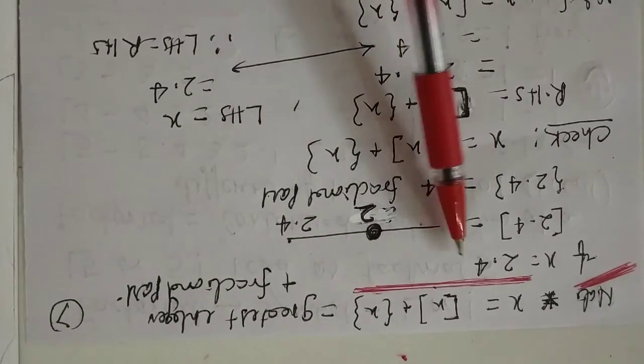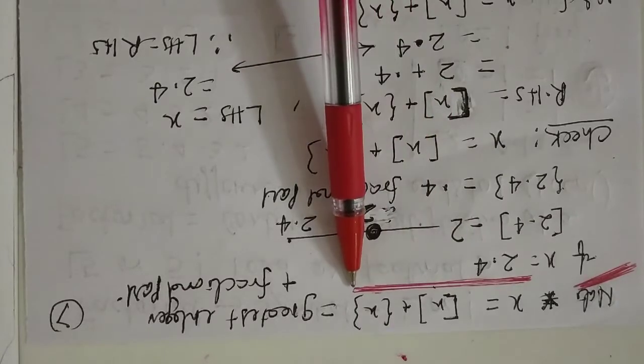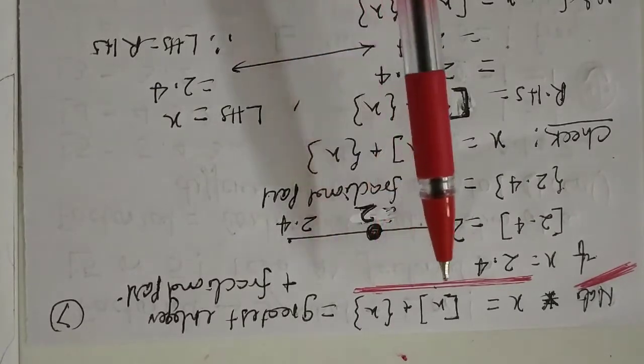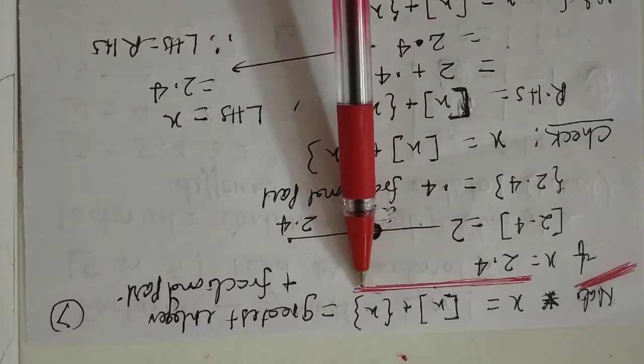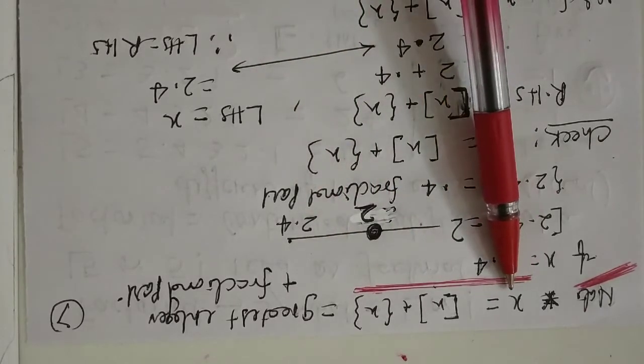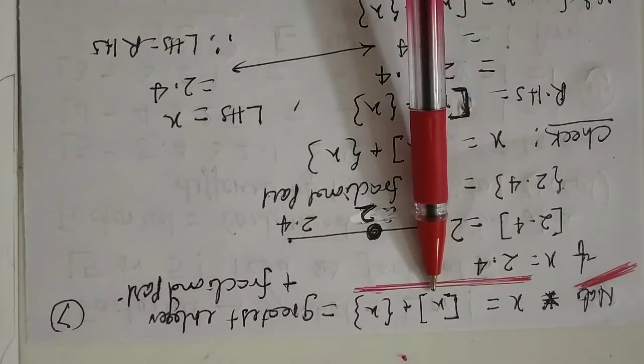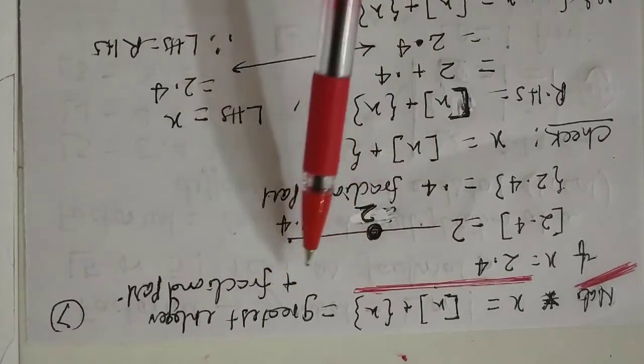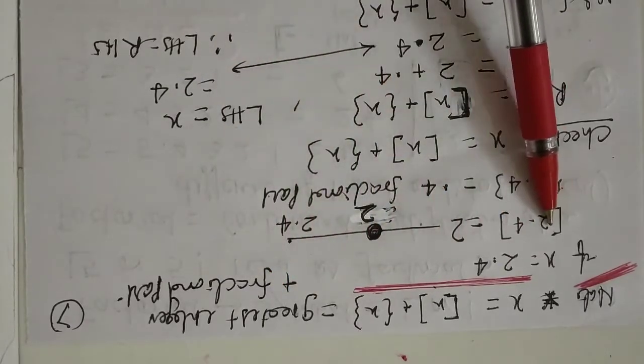Now the value of x is equal to the greatest integer of x plus the fractional part of x. Greatest integer x plus fractional part is equal to x. x is equal to greatest integer x plus fractional part x. The verification is done here.